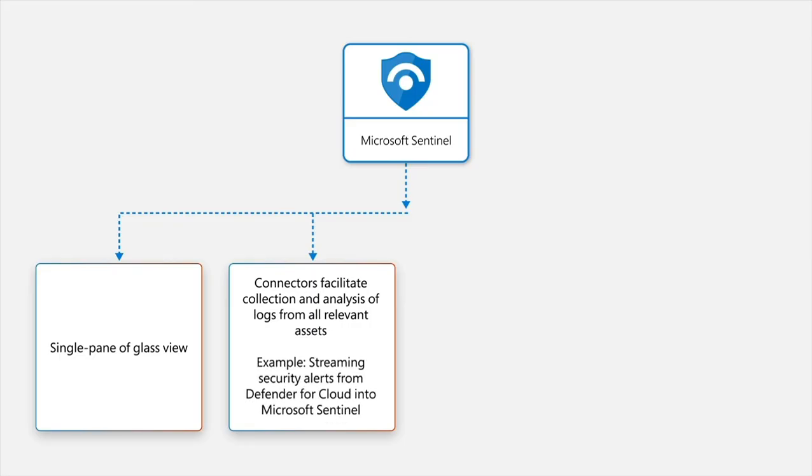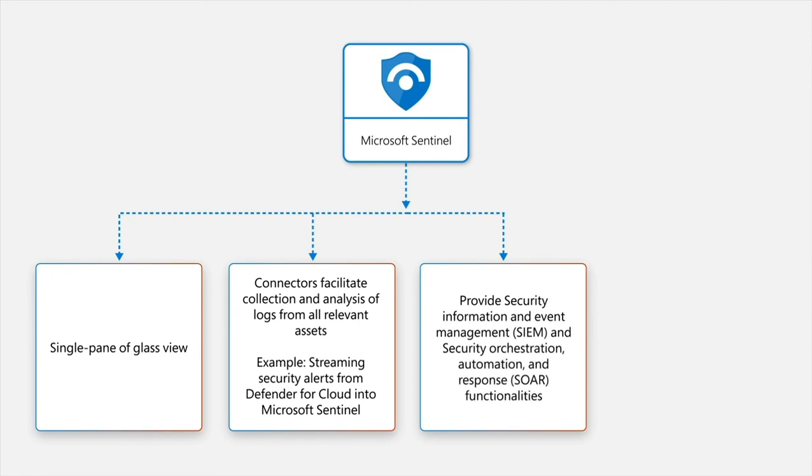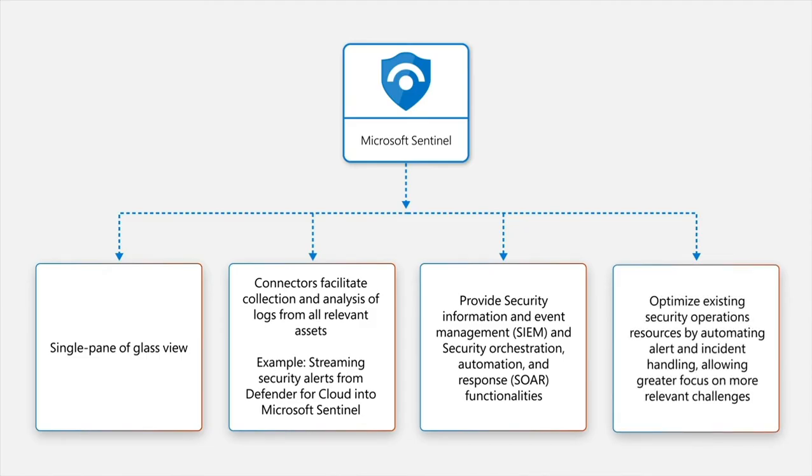For example, Microsoft Defender for Cloud connector streams security alerts from Defender for Cloud into Microsoft Sentinel. This facilitates viewing, analyzing, and responding to Defender alerts, along with the incidents they generate in a broader organizational threat context. Besides the security information and event management functionality, Microsoft Sentinel also offers security orchestration, automation, and response, or SOAR. This will help Contoso optimize the use of its existing security operations resources by automating alert and incident handling, thus allowing them to focus on more relevant challenges.